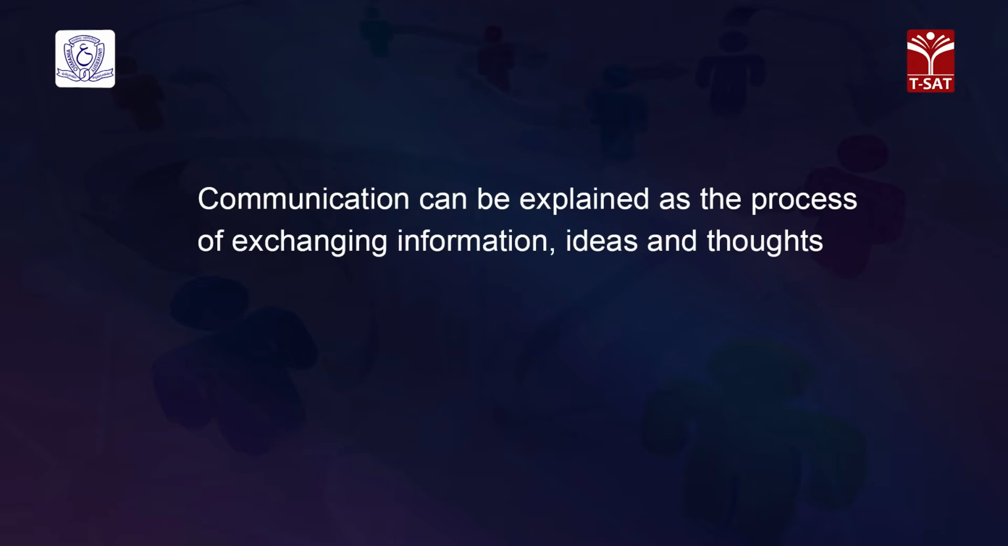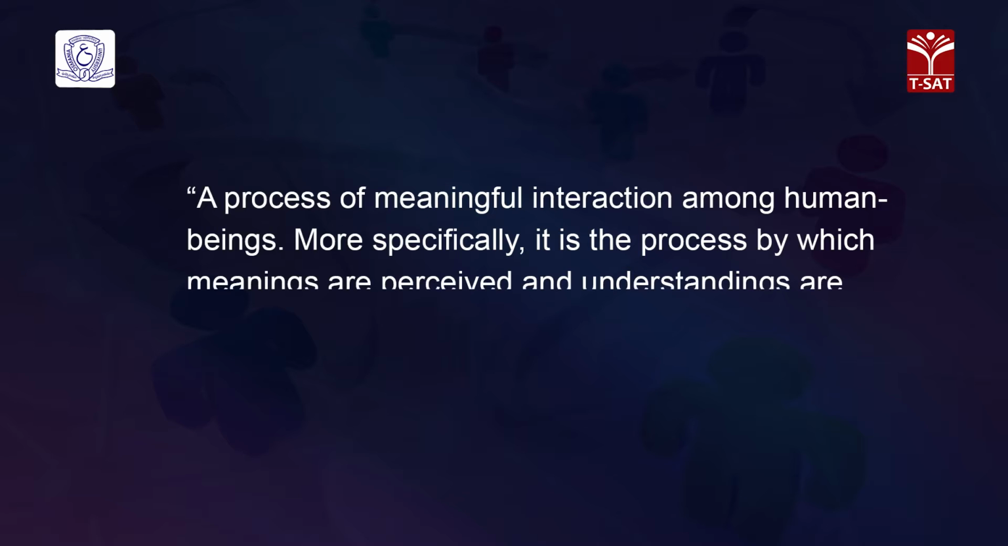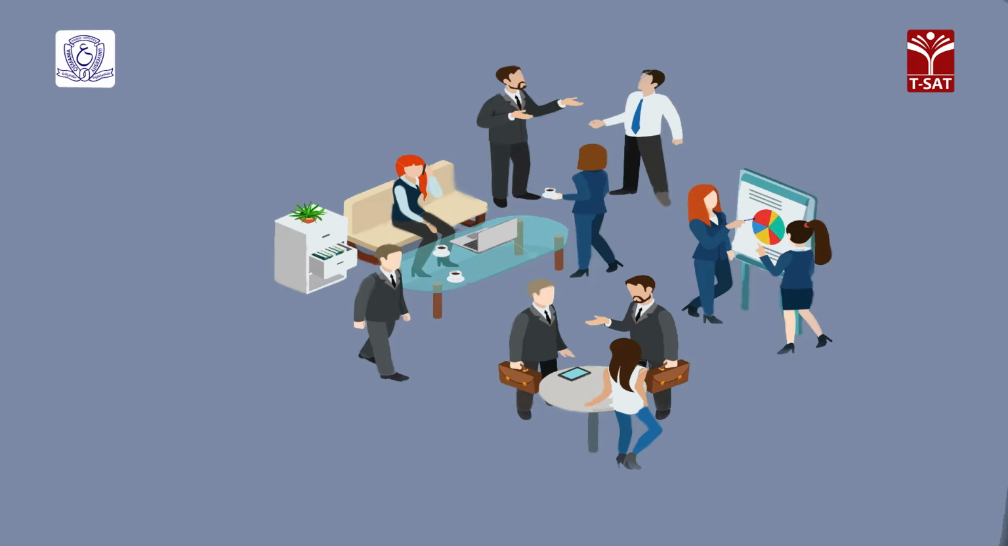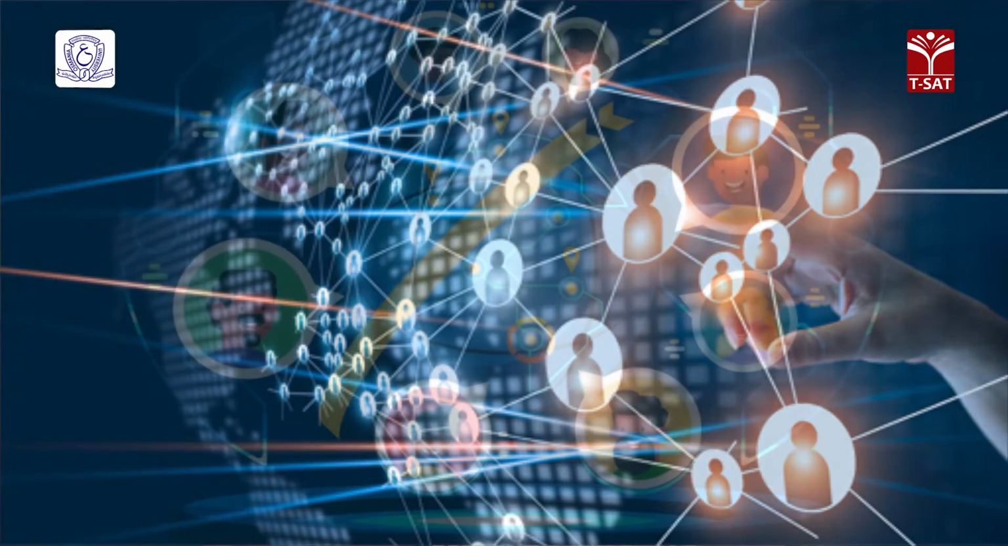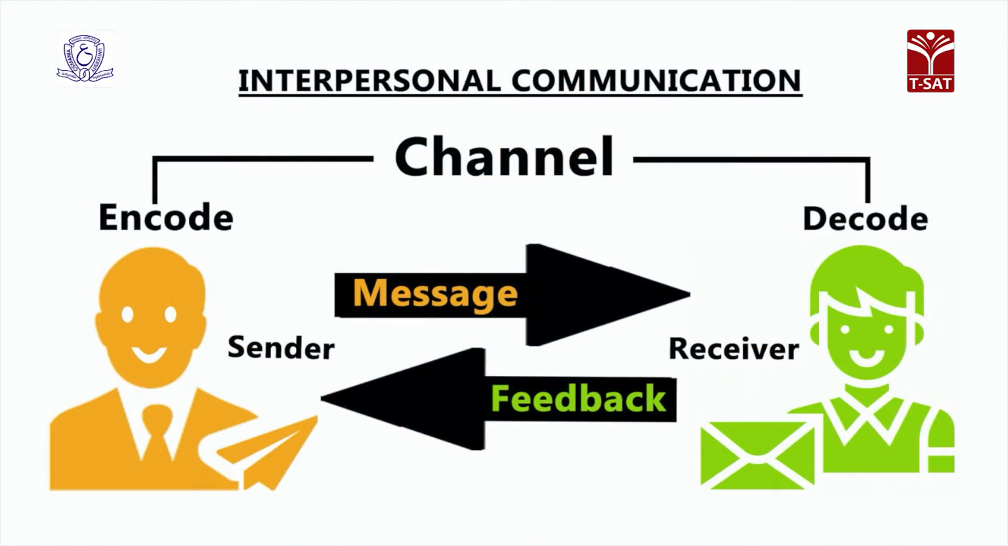Communication can be explained as the process of exchanging information, ideas and thoughts between 2 or more people. According to McFarland, communication is a process of meaningful interaction among human beings. More specifically, it is the process by which meanings are perceived and understandings are reached among human beings. Overcoming barriers to communication is helpful in reducing the gap of uncertainties in the process of communication. The purpose of overcoming barriers to communication is to enable successful transmission of the message from the sender to the receiver.